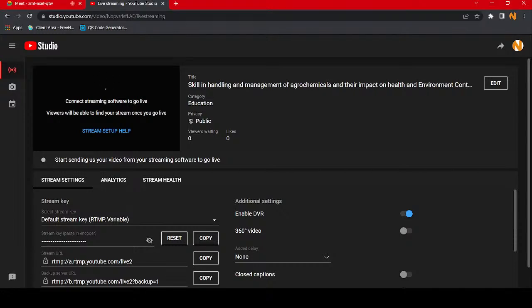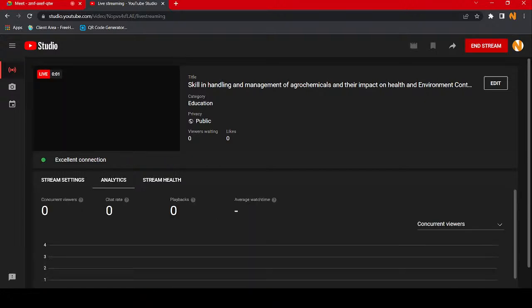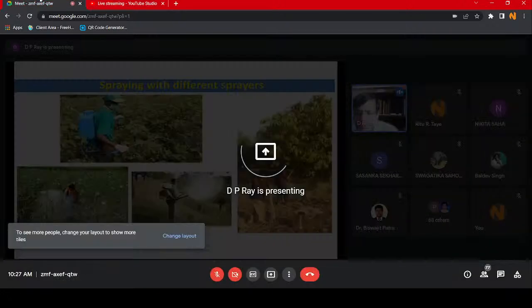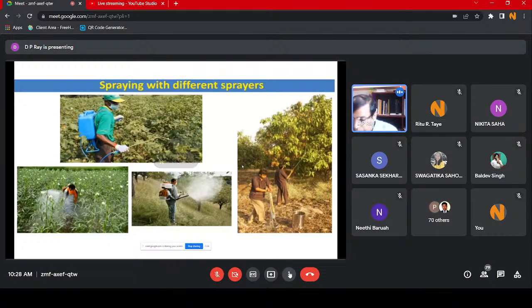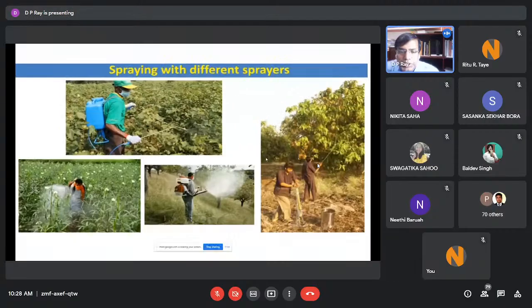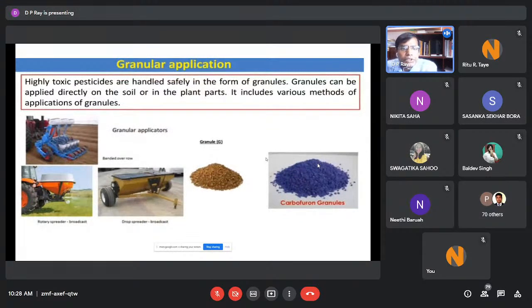And low volume spraying, it is power sprayer or mist blower, and ultra low volume, it is ULV sprayer or electrodyne sprayer. And spraying with different sprayers, you can see here that they are utilizing in different crops for spraying these things. And the granular application, highly toxic pesticides are handled safely in the form of granules. Granules can be applied directly to the soil, on the soil or the plants.